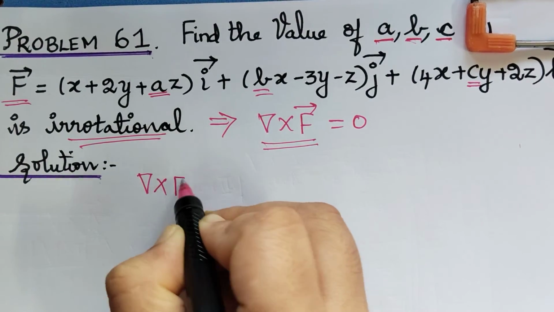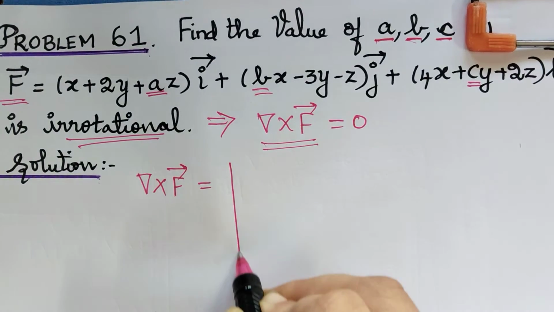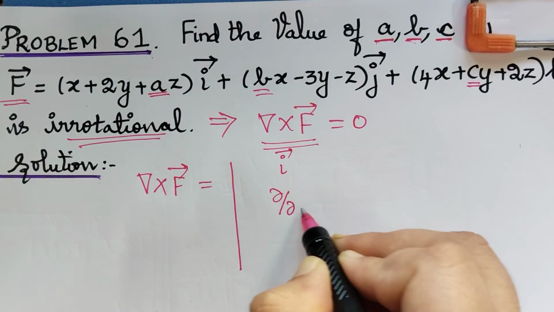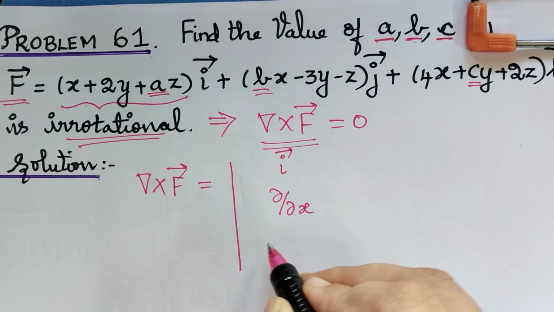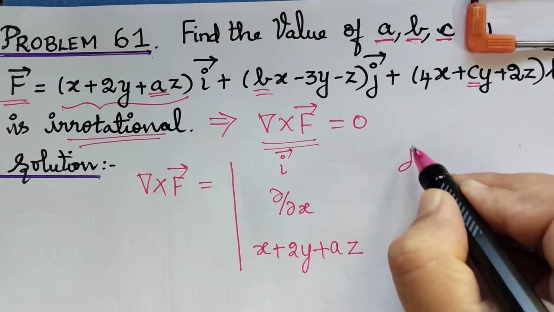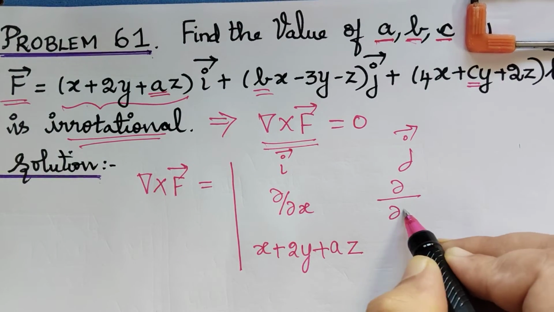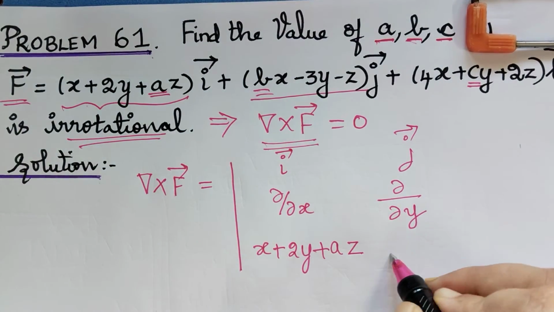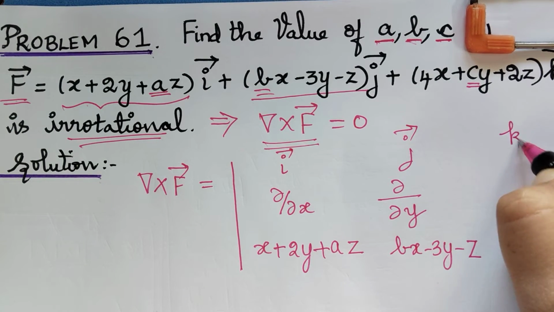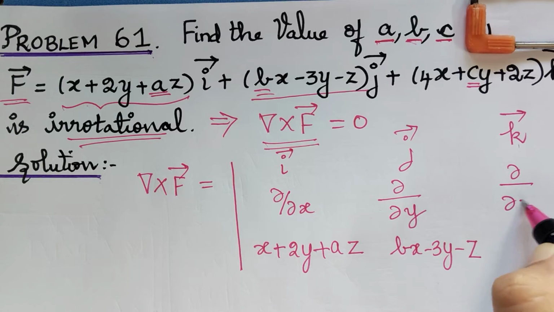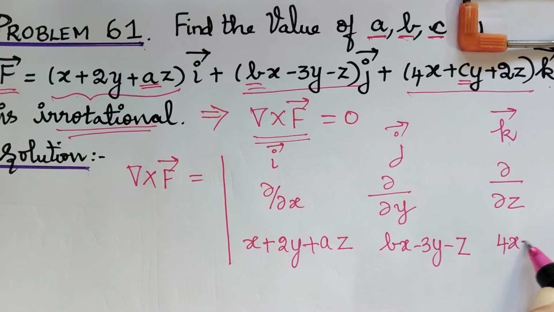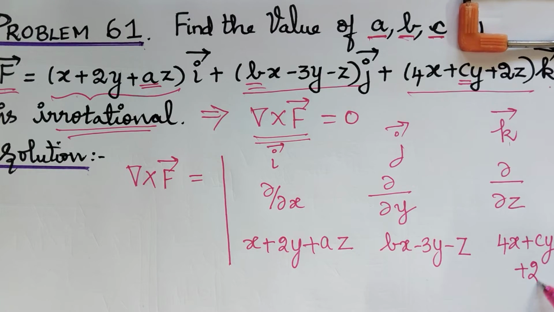We know that del cross F vector is given by the determinant value of, first we have i vector. So let me write this also. Then we have dou by dou x, and what is the ith component? x plus 2y plus az. Then we have j vector, dou by dou y, and what is the jth component? bx minus 3y minus z. And then we have k vector, dou by dou z, and what is the kth component? This one, which is 4x plus cy plus 2z.